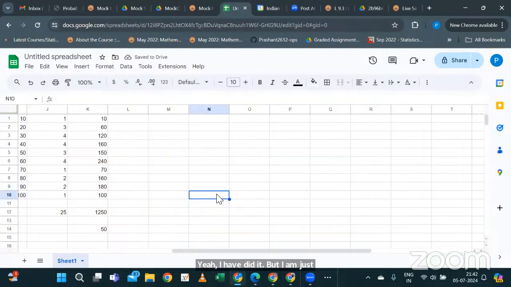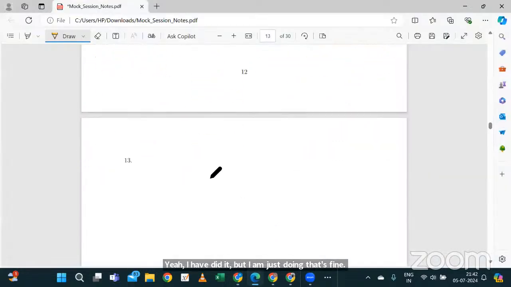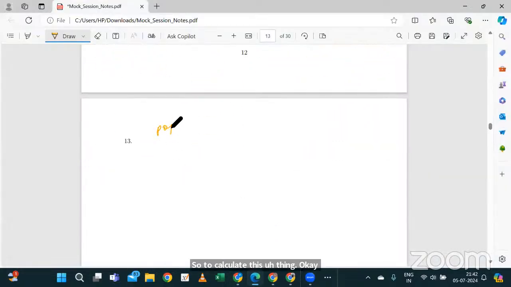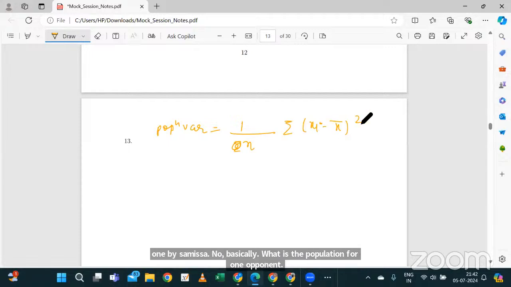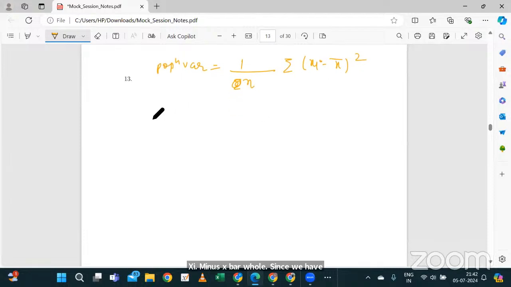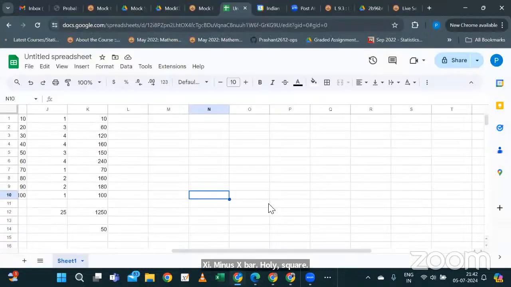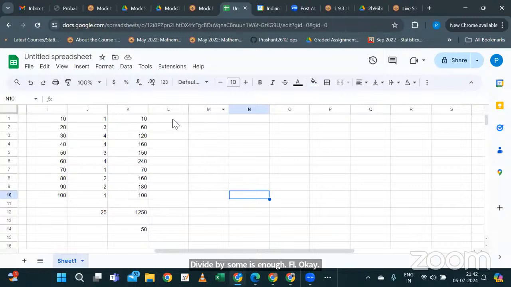So to calculate this, what is the formula? Let's say I'm going with the population variance. I will take the square root at the end. The population variance is 1 upon n summation of xi minus x bar whole square. Since we have frequency, this population variance formula becomes the summation of Fi times xi minus x bar whole square, divided by the summation of Fi. So this is the x bar. What I have to do is xi minus x bar.